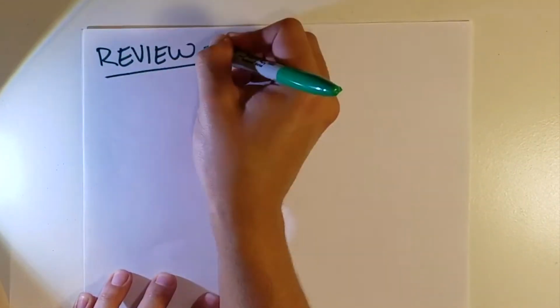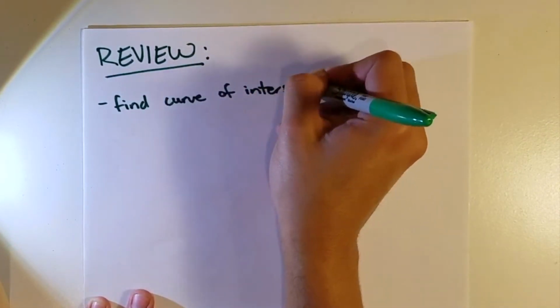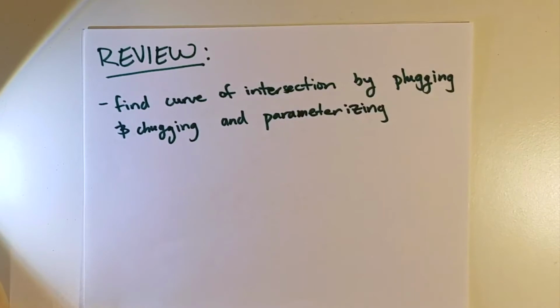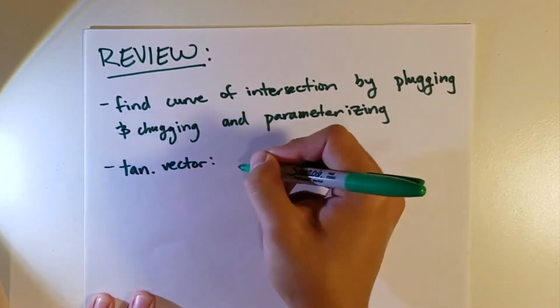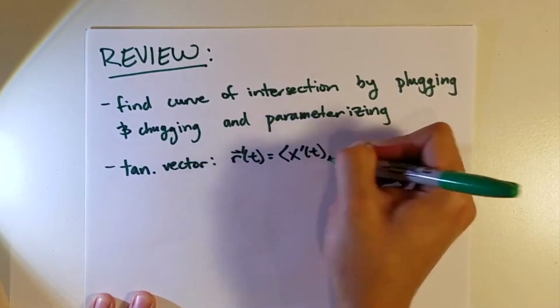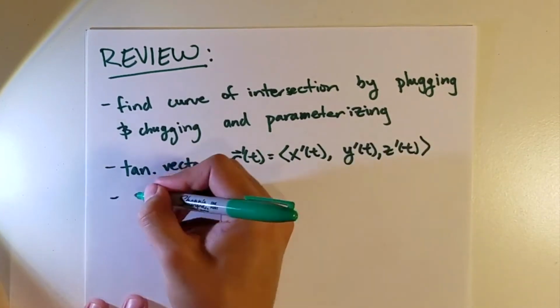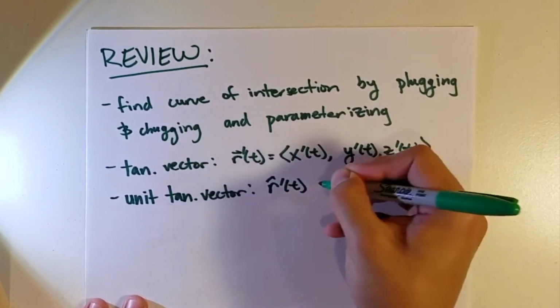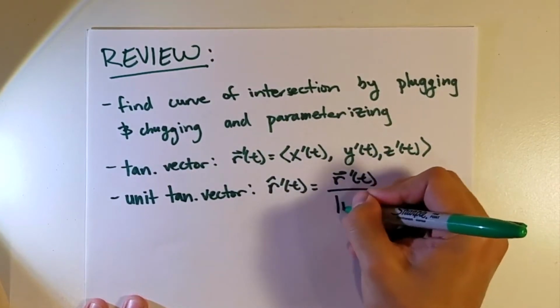Now for a review. Find the curve of intersection by plugging and chugging and parameterizing the new function with t. We can find the tangent vector of this new function by deriving each component. Furthermore, we can find the unit tangent vector, or the vector of length 1, in the direction of the tangent vector.